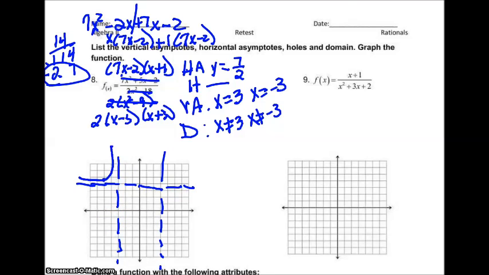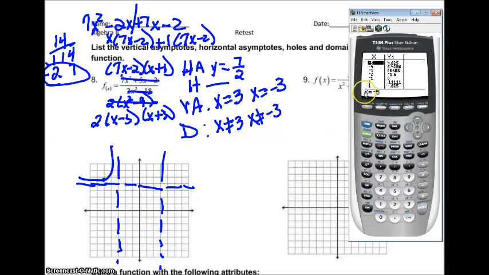Then you need to pick a number between the 3s. So let's just go with 0, and at 0 it's 0.1. Okay.